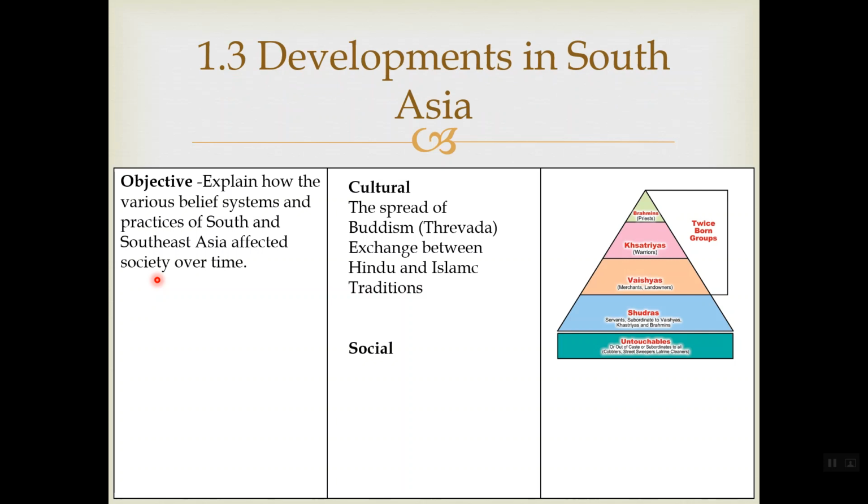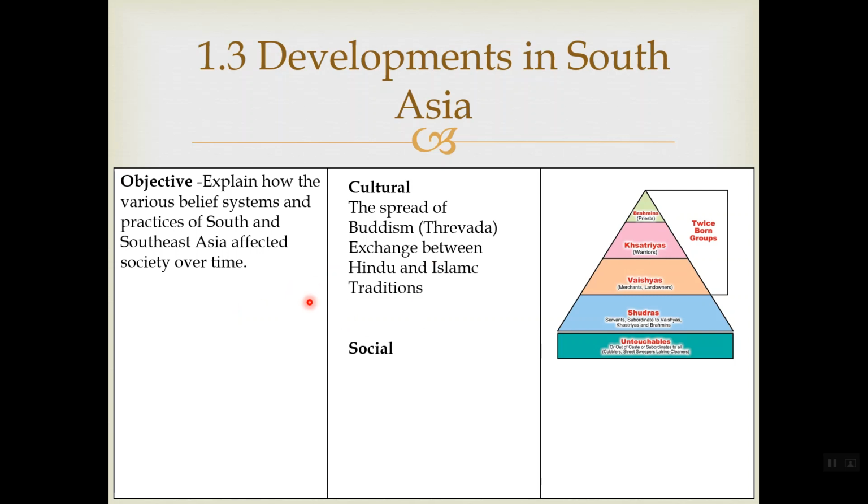So here's how I'm going to do the notes. Here's our objective, straight out of the curriculum for College Board. It says, explain how various belief systems and practices in South and Southeast Asia affected society. This is why this is social. How did they affect society, right? Now, around 1300, I told you in a previous video that Islam and Muslims had come into South Asia and Southeast Asia.